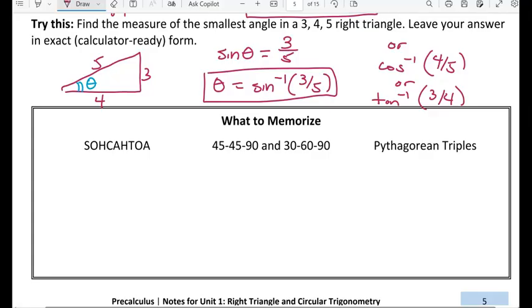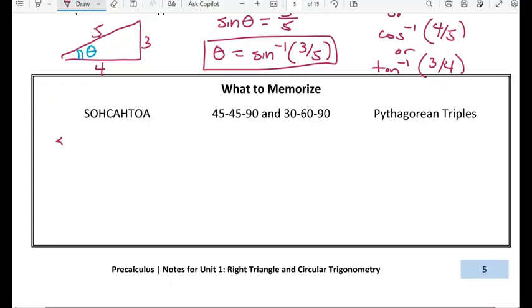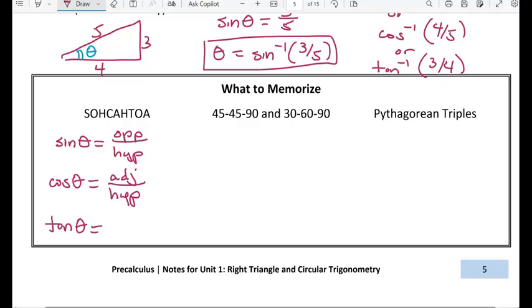What am I supposed to memorize? Well, we should be memorizing SOHCAHTOA, which is that sine of an angle, which I'll call theta, is equal to the ratio of its opposite side length over the hypotenuse. Cosine of angle theta is equal to the ratio of the adjacent side length over the hypotenuse. And tangent of angle theta is equal to the opposite side length over the adjacent side length.